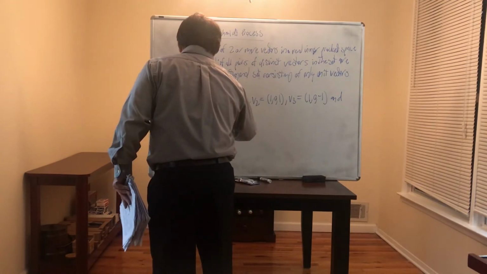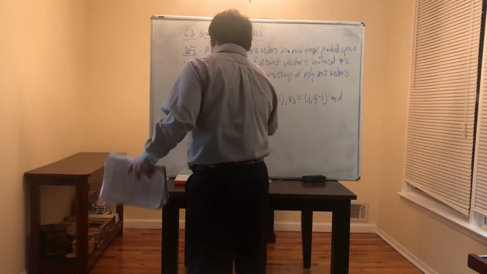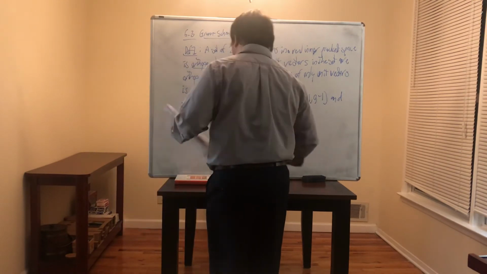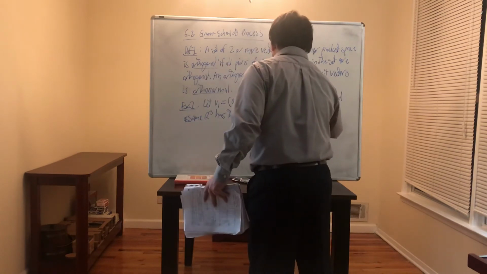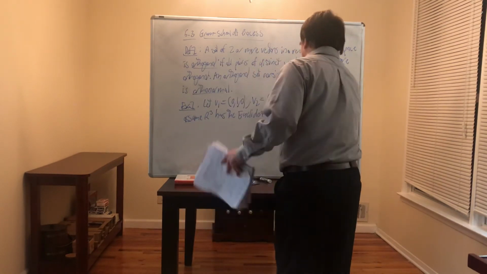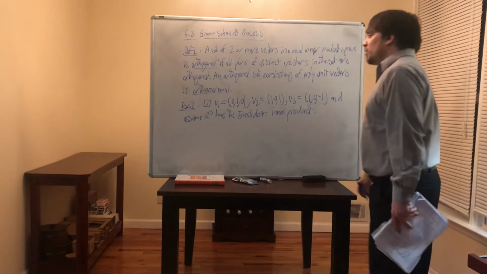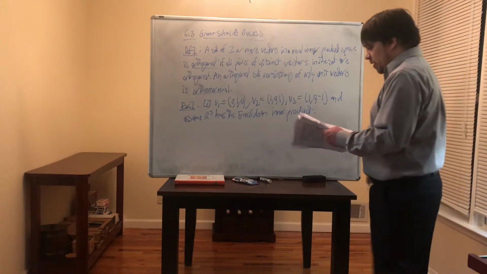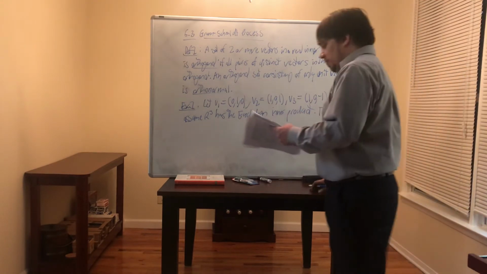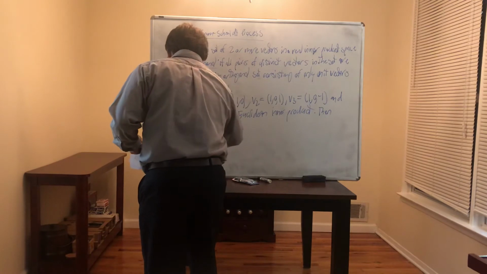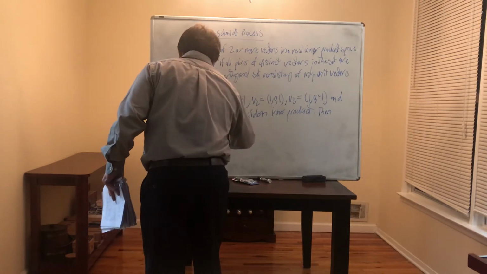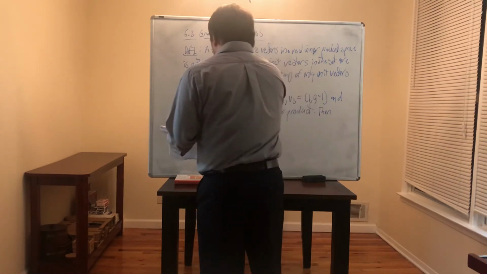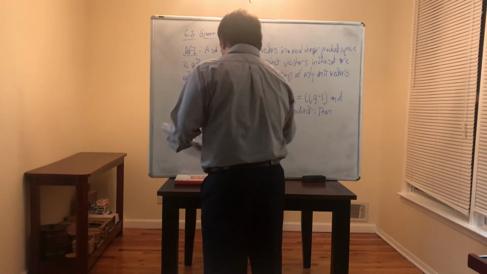And assume R3 has the Euclidean inner product. Okay, so assume you have those three vectors and assume R3 has the Euclidean inner product. Then that set S, v1, v2, v3 is orthogonal.